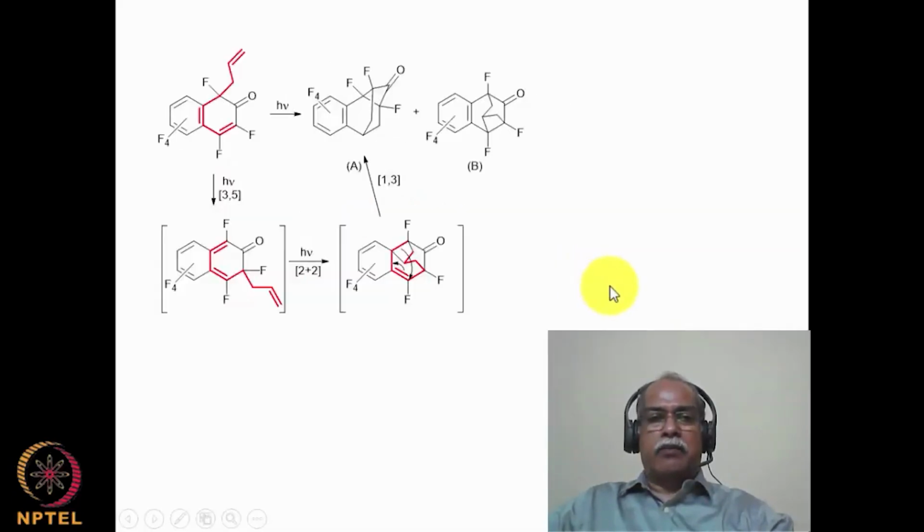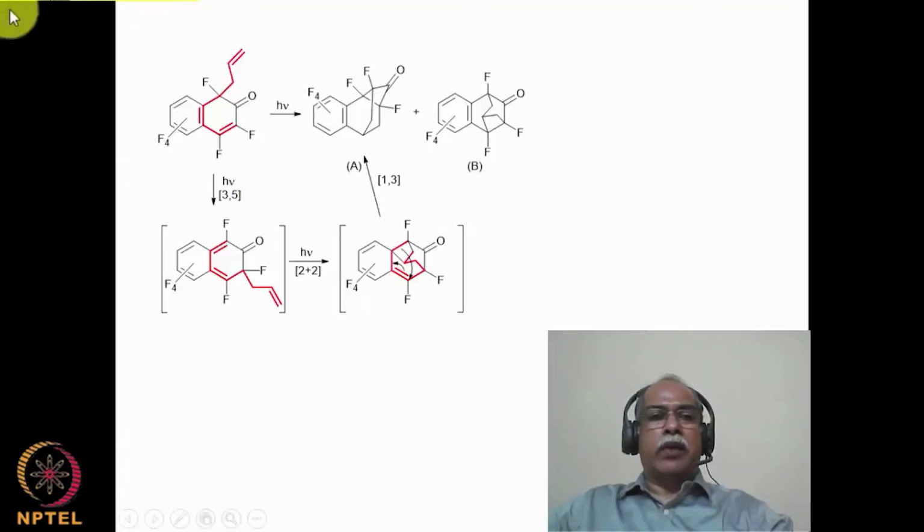Here is a very interesting photochemical 3,5 sigmatropic rearrangement. A 3,5 sigmatropic rearrangement under photochemical conditions should be suprafacially favored. It is an 8 electron system essentially. An 8 electron system under photochemical conditions should be suprafacial. Under thermal conditions it should be antarafacial, like a 4n electron system that we normally discuss.